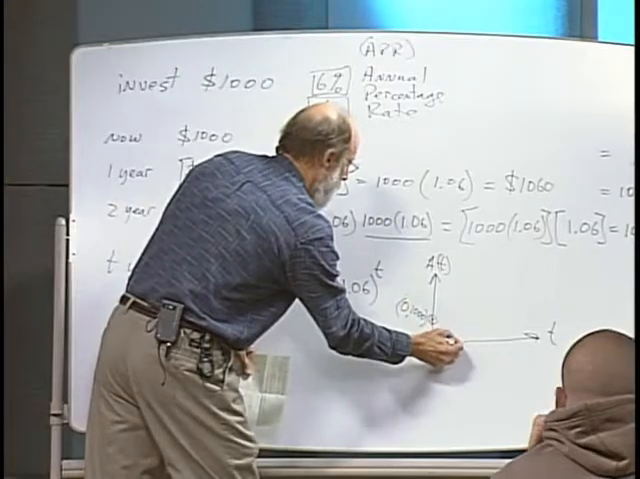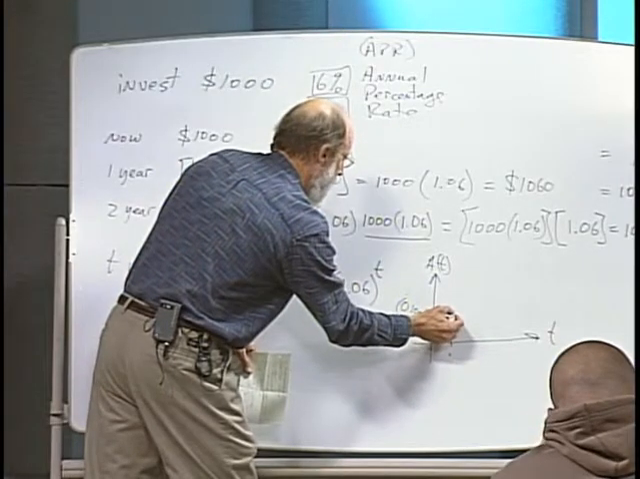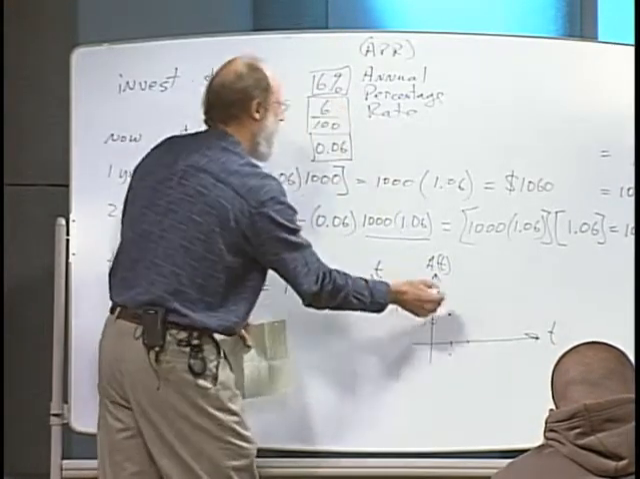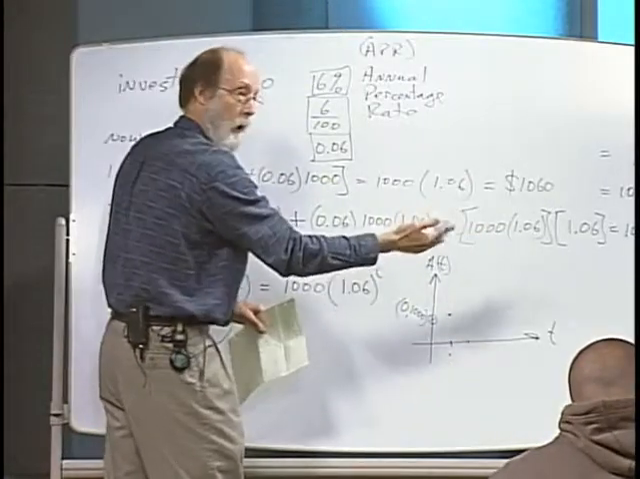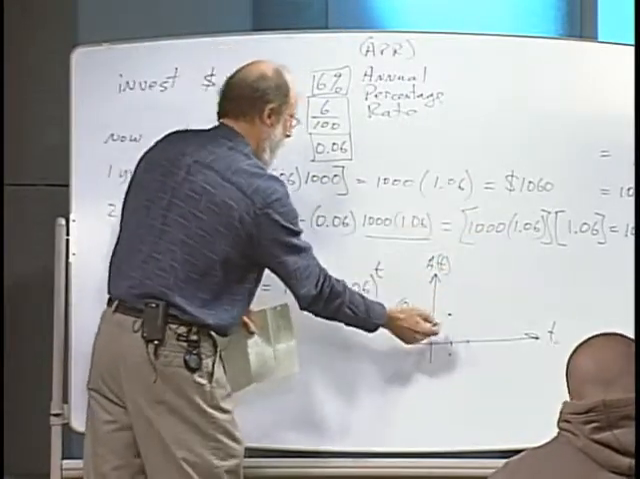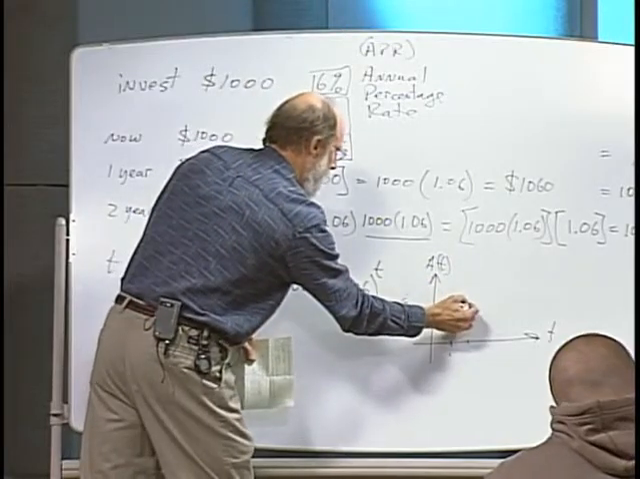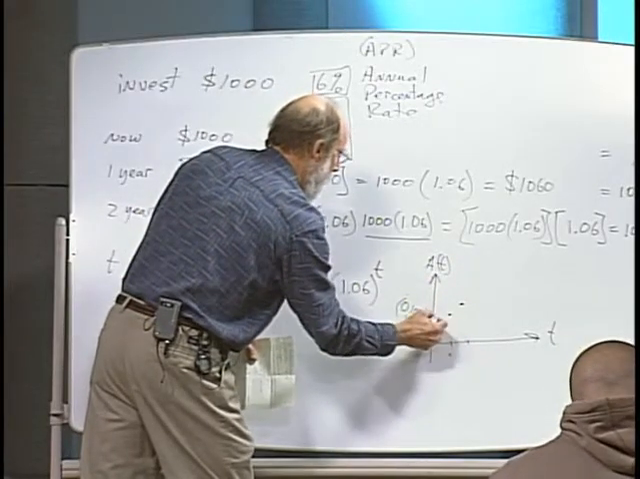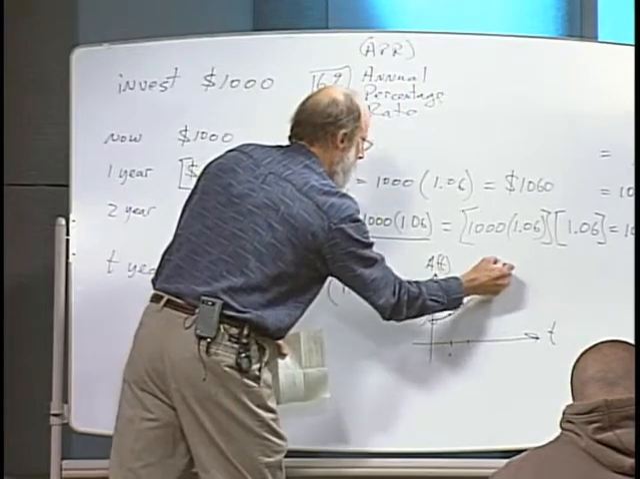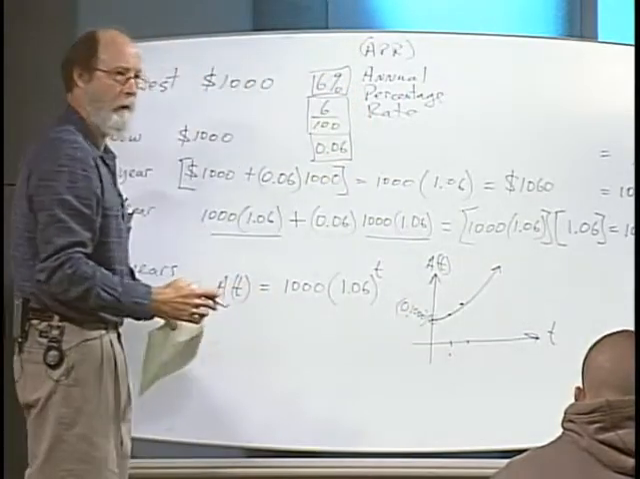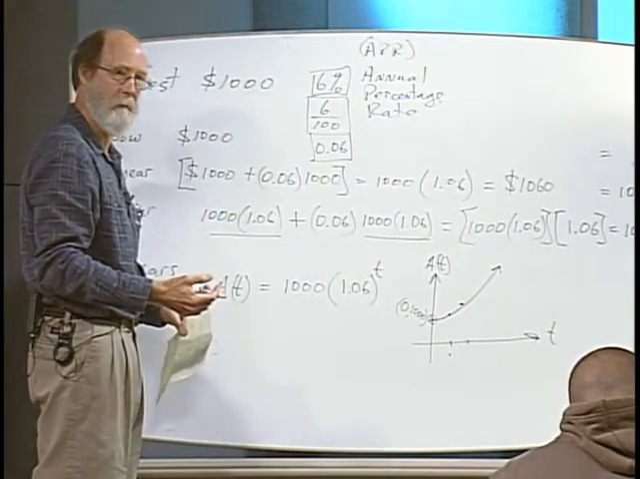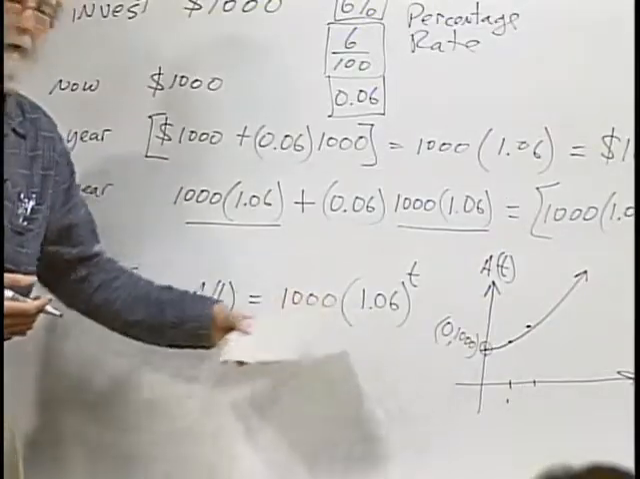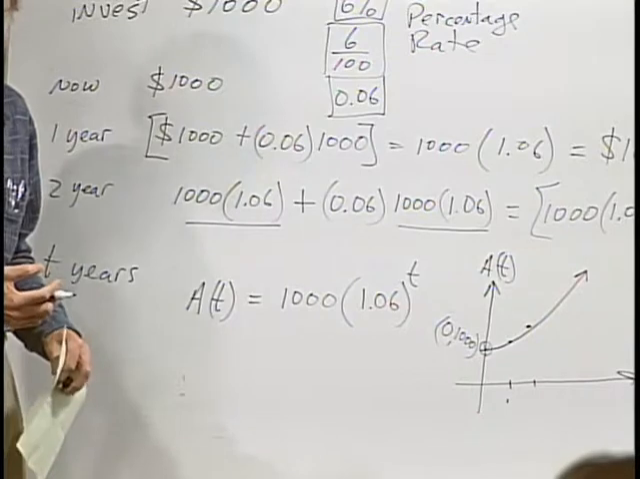So after 1 year, you're going to be at 1,060. After 2 years, you're going to be whatever that calculated value would be. It's going to be something more than just another $60. So it's going to be a little steeper. And it's going to continue to grow with an upward curvature like that. It's an exponential model where the base is 1.06. Base is slightly bigger than 1.